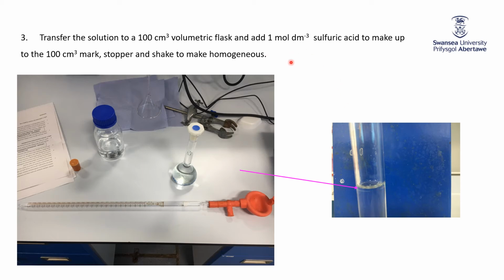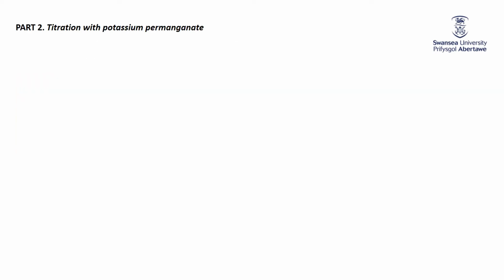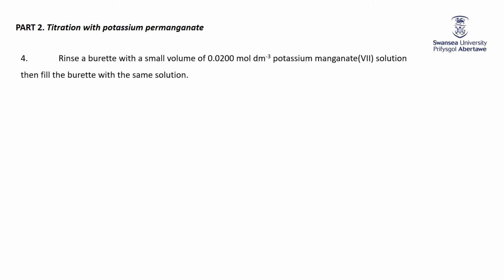So that was part one of the method, nice and easy, making up a 100 cubic centimeter solution that contained all that Mohr's salt that we weighed out in a previous slide. Part two, we're going to do the titration now. We're titrating it with a solution of potassium permanganate. So rinse a burette with a small volume of 0.02 moles per cubic centimeter potassium manganate 7 solution, that's the permanganate, and then fill the burette with that same solution.